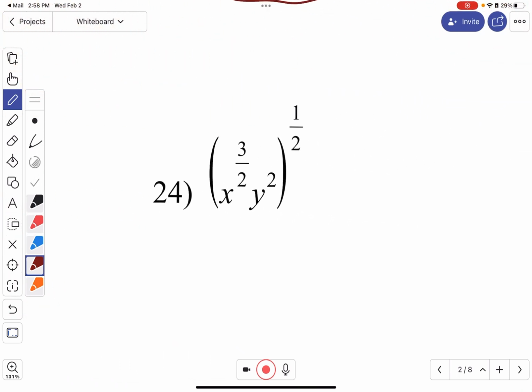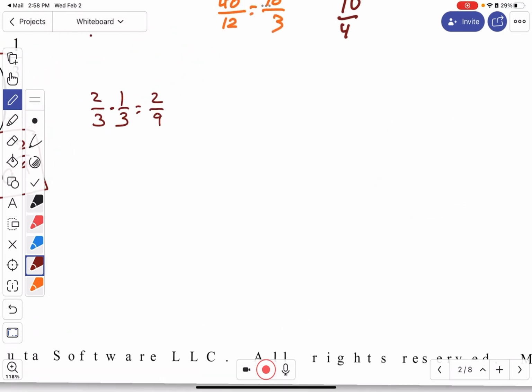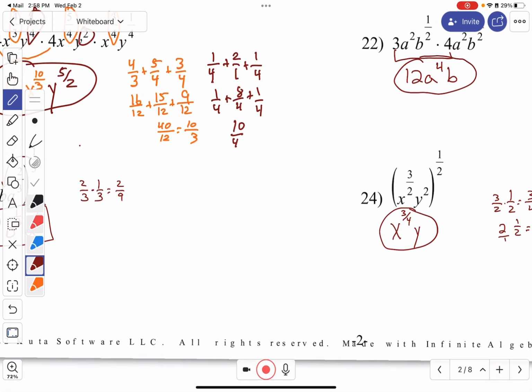Number 24, same thing. We're going to go 3/2 times 1/2, top times the top, bottom times the bottom, 3/4. Y is 2 times 1/2. Remember, it's 2 over 1, so that's 2 over 2, just 1. There's 24. Okay, we're moving along.